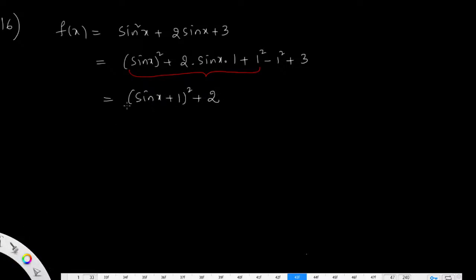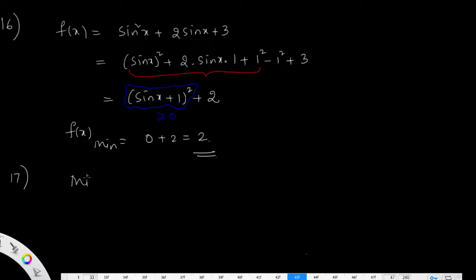Therefore this value cannot be less than 0, it must always be greater than or equal to 0. Therefore the minimum value of f(x) is obtained when this total term equals 0, so 0 plus 2, the minimum value goes to 2. That's all. They are asking to find the minimum value.